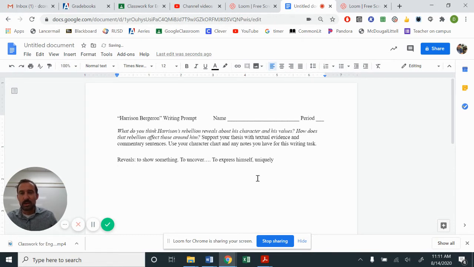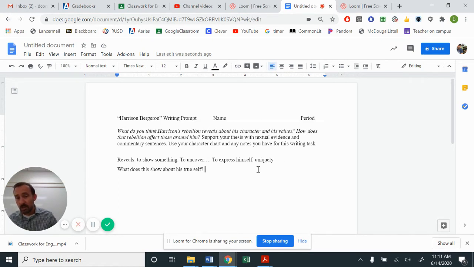So that was one of the components, is that he didn't want to be held down by his handicaps. So what do you think Harrison's rebellion reveals about his character? What does this show about his true self? Right? What does this show us about who he is? What does he really care about? What are his values? Right?